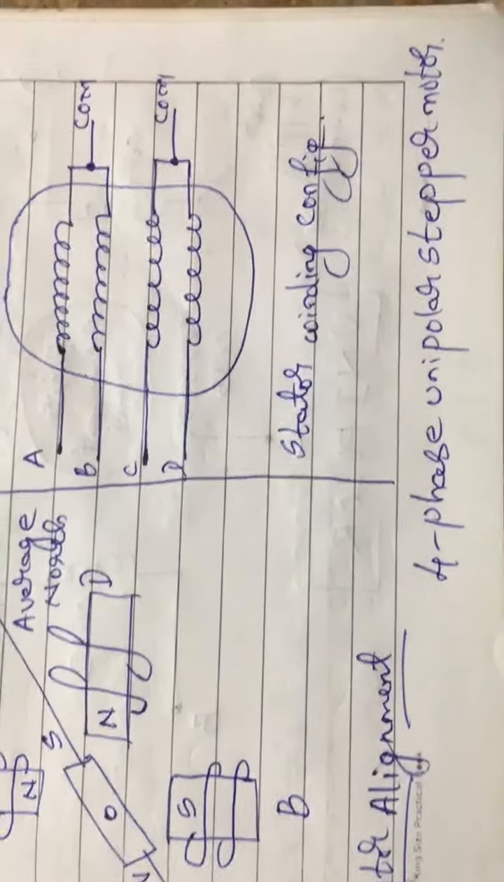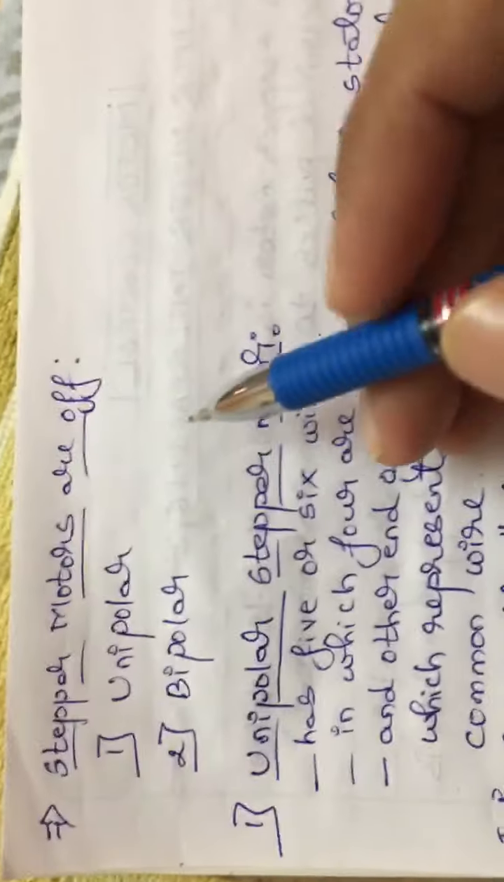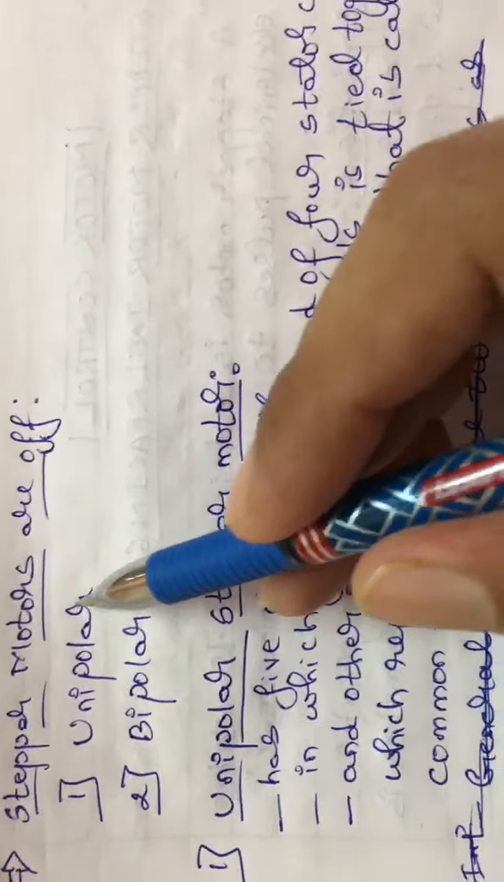Now let us see the types. Let us see the types of stepper motor. There are 2 types of stepper motor in the market now. One is the unipolar stepper motor and one is the bipolar stepper motor.